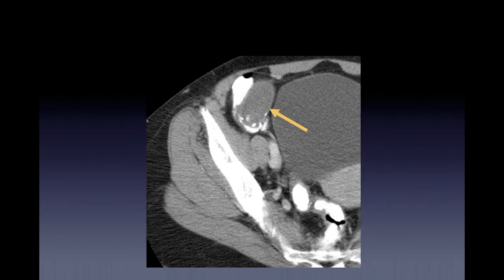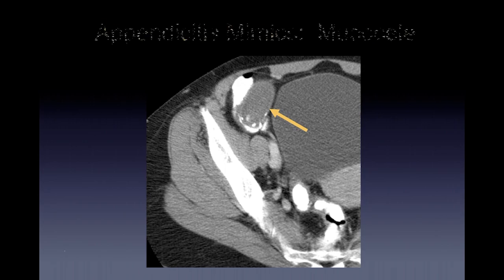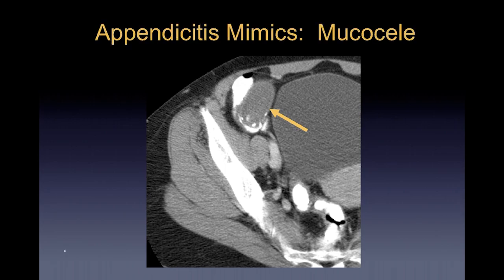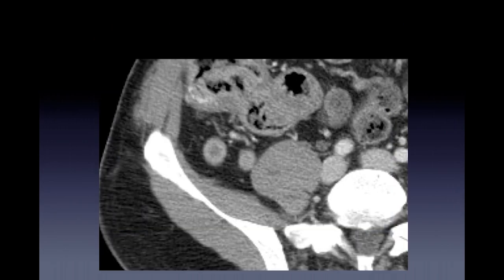Here, a big appendix, fluid-filled. We have a very characteristic looking curvilinear calcification near the base. Now, this could mimic that airless, low attenuation fluid look for appendicitis, but this is very distended, and with that calcification, this is a very classic look for an appendiceal mucocele, a potential mimic.